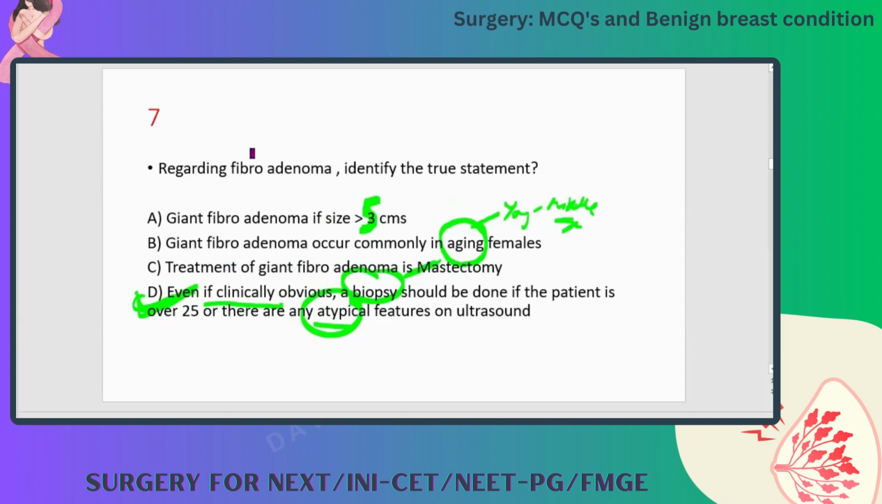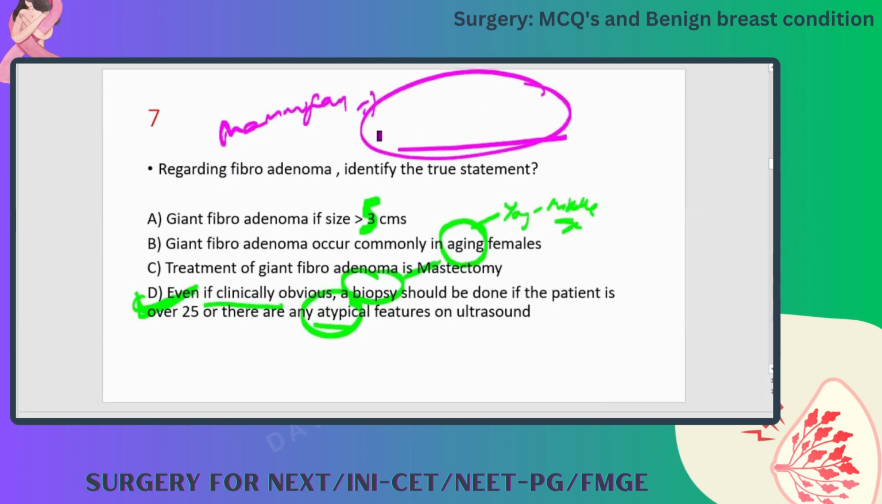And on mammogram, if you do a mammogram for this patient, there is a classic appearance. Can anybody tell me? It's called popcorn calcification. Popcorn calcifications are seen in this. So the question can be asked like this: a 35-year-old female came to you with a breast mass, mammogram suggestive of popcorn calcification in the breast. So what is the diagnosis? Questions like that may be asked.